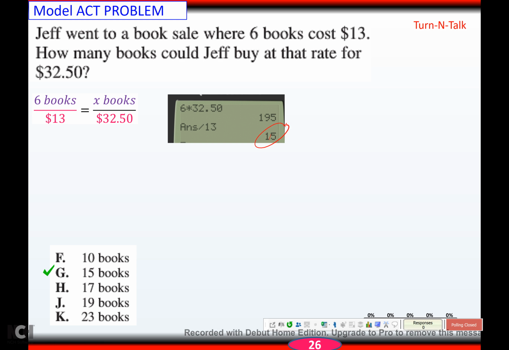When you set it up, it says Jeff went to a bookstore where 6 books cost $13. So you're doing books over money. The second fraction is also books over money, and they got to give you one of them. They're asking you how many books, so that's my x, could Jeff buy at that rate for $32.50. So they're changing the money to $32.50. Cross multiply, I got 6 times $32.50, which is $195, equals 13 times x, which is 13x. Divide by 13, and you get x equals 15.